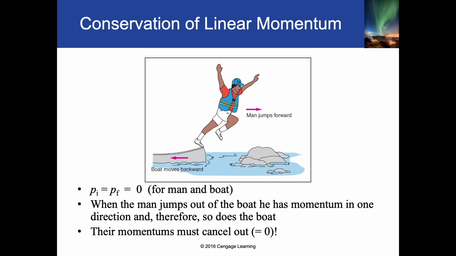When the man jumps out of the boat, he has momentum in one direction, and therefore so does the boat. Their momentums must cancel out, must equal zero, right? If the boat didn't move because of friction or something like that, the man would get further when he jumps. But since he's on a boat and there's very little friction on water, the momentums are the same and opposite. That's why they cancel out. Okay.